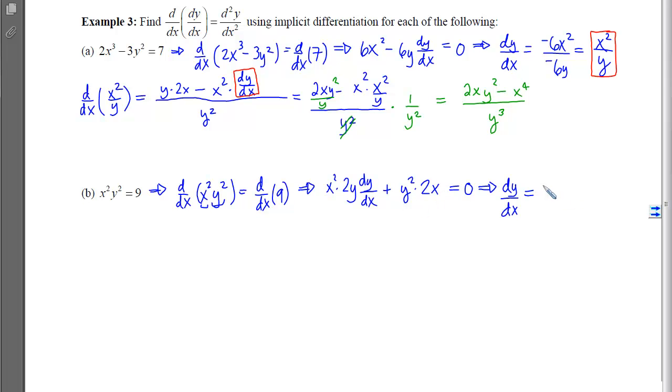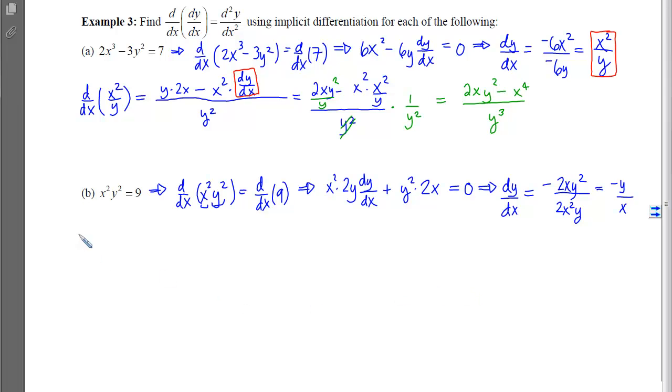I move this to the left, or excuse me, to the right, and then I divide by x squared times a 2y. When I do that, I can reduce. The 2's will cancel one of the x's, one of the y's. I'll end up with a negative y over a positive x.